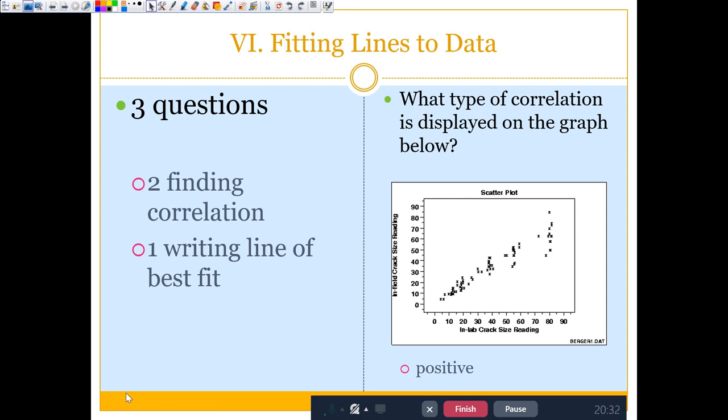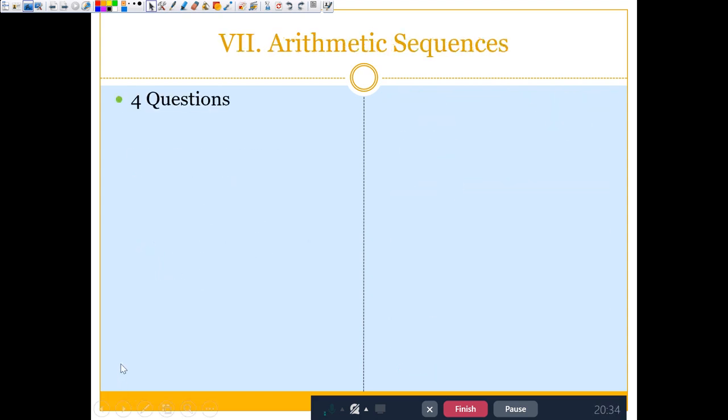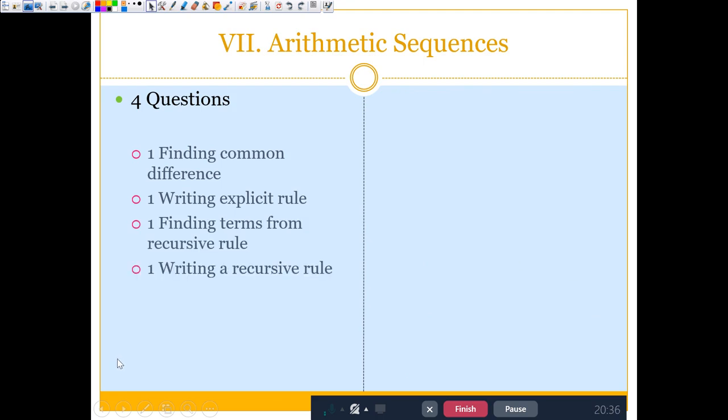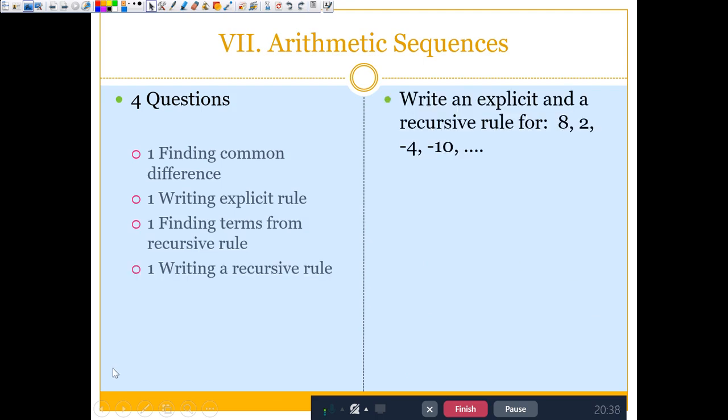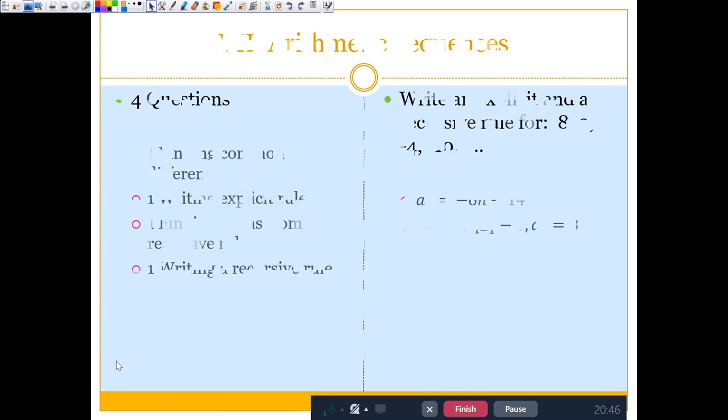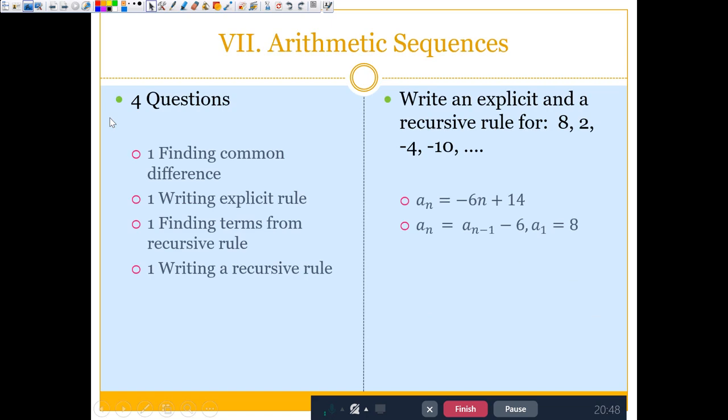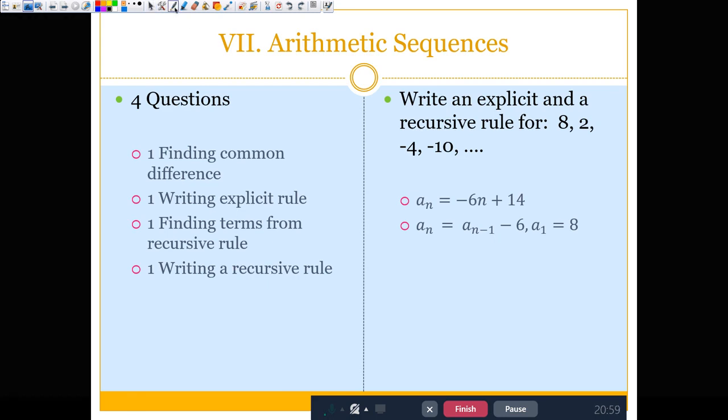Then there are going to be 4 questions on the arithmetic sequence. I did go over this at the start of class, but I'll go over it again. There's going to be 1 question where you just have to find the common difference, d. 1 question where you're writing the explicit rule. 1 question where you're finding the first 5 terms using the recursive rule. And 1 question in which you are writing a recursive rule. So let's do all of these, other than finding the first 5 terms, because we can find the 5th term.